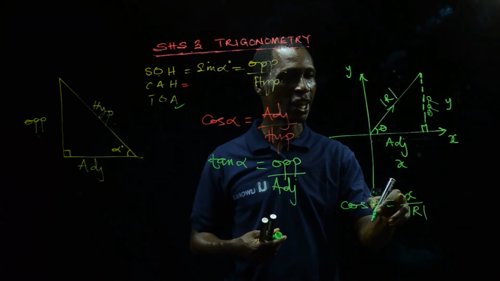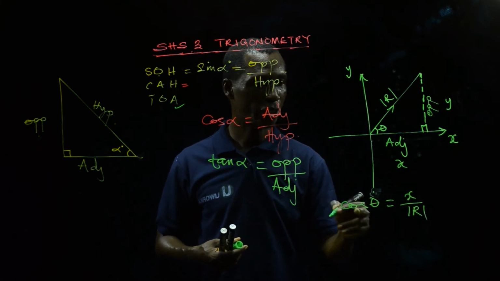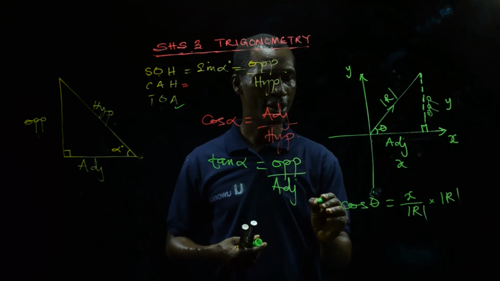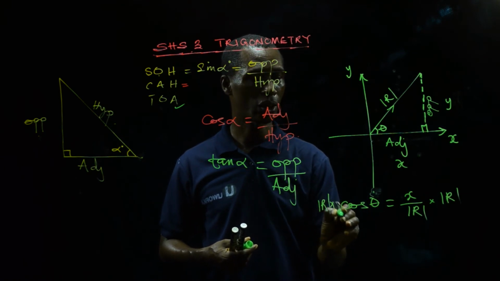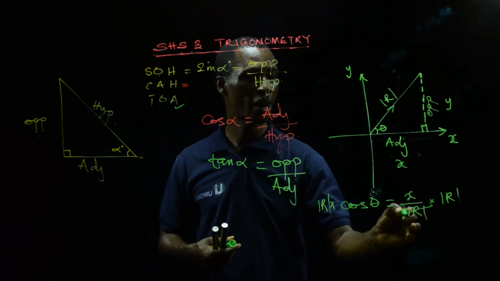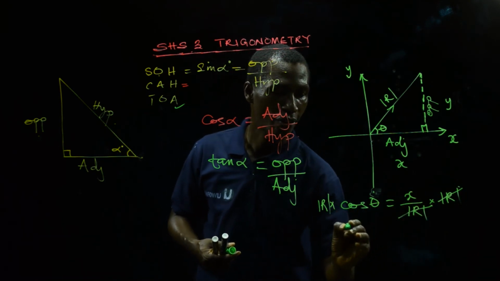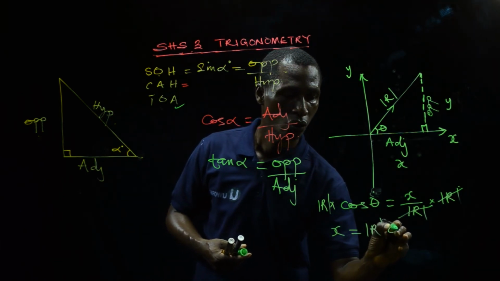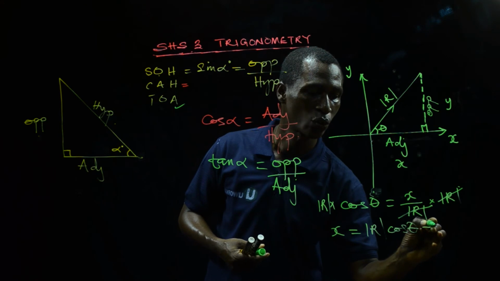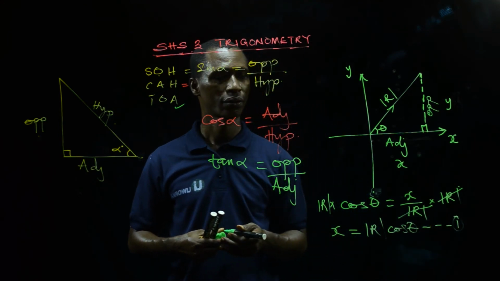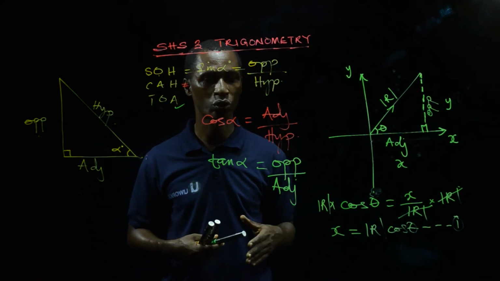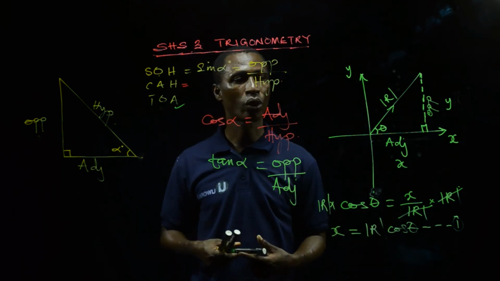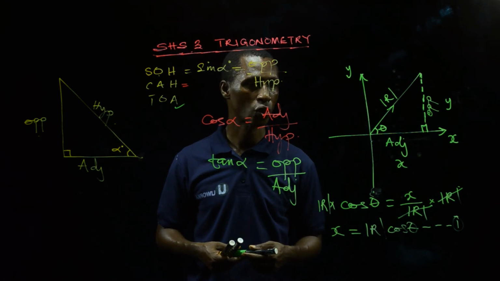To make x the subject, we multiply through by magnitude R, here by magnitude R, and here by magnitude R. When we cancel magnitude R at this point, we have x equals magnitude R cos theta. This is equation 1. We are basing on this to deduce the law. Okay, then let's look at the second section also.